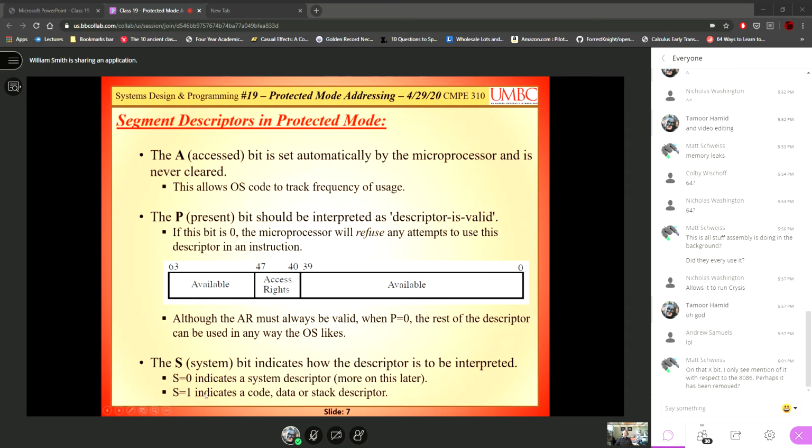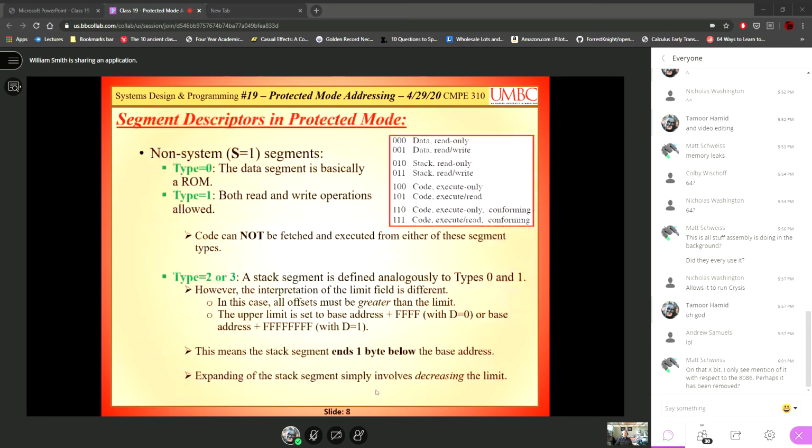All right. S equals 1 indicates a code, data, or stack descriptor. So again, we talked about this. S equals 0 is reserved for the system. The system only is going to be able to, we're talking about the most privileged level. If you have S equals 1, it means you have one of the 3 higher privilege levels to be working with there. Higher privilege, less protection.